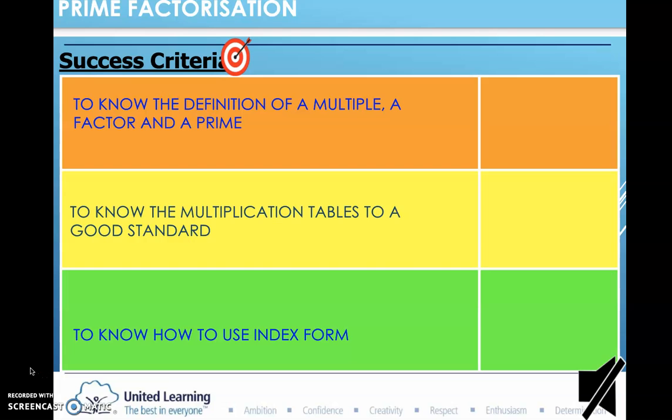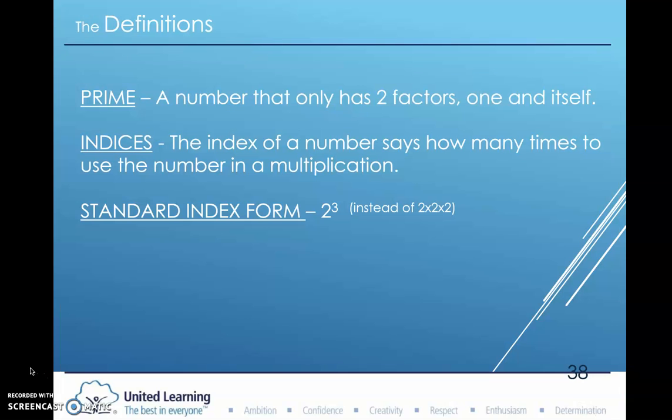Okay, so our success criteria for the day is again to know the definition of a multiple, factor and a prime. That should be starting to stick now. To know the multiplication tables to a good standard, something we're always perfecting. And to know how to use index form. Again, that cropped up in your retrieval task, and it has done for a couple of weeks now.